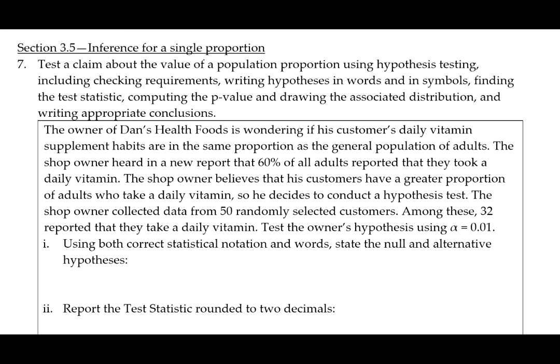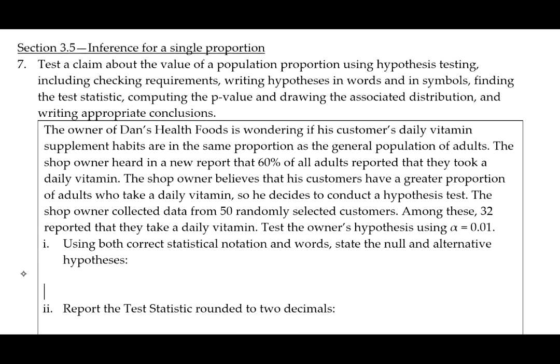The shop owner collected data from 50 randomly selected customers. Among these, 32 reported that they take a daily vitamin. Test the owner's hypothesis using alpha equals 0.01. Part 1. Using both correct statistical notation and words, state the null and alternative hypotheses.